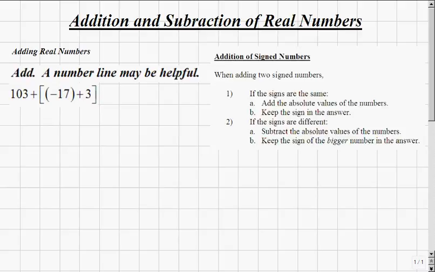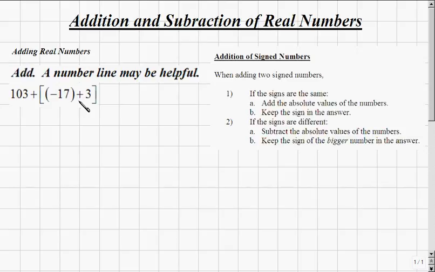Let's add the signed numbers 103 plus the quantity of negative 17 plus 3. In order for us to do this, we'll first work within the brackets using order of operations and add negative 17 plus 3, come up with an answer, and then add that to 103.